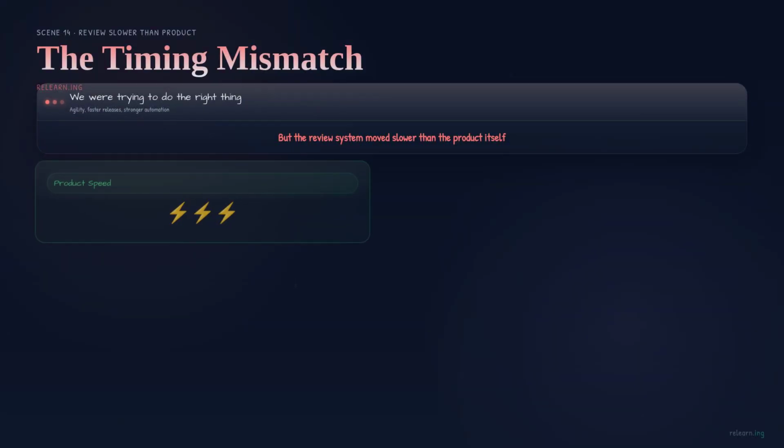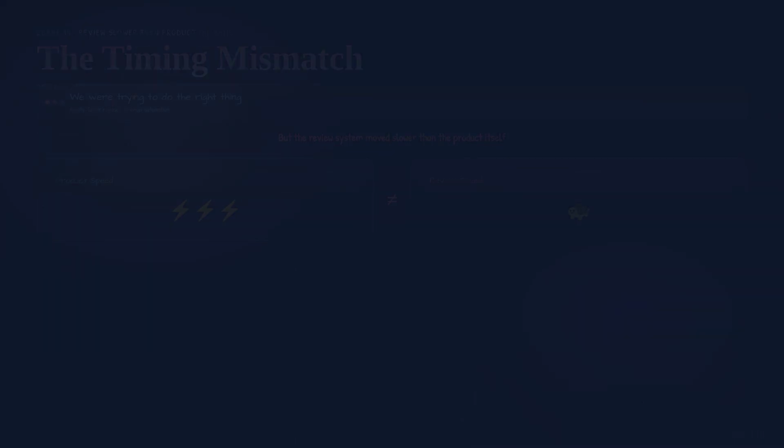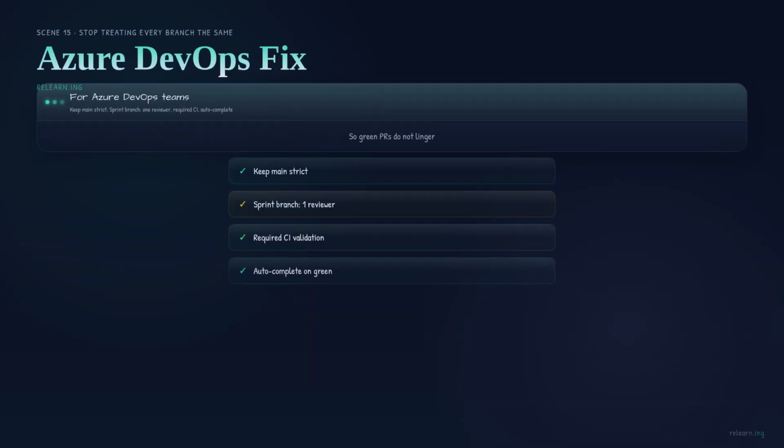The frustrating part is that we were trying to do the right thing. We wanted agility, faster releases, and stronger automation, but the review system was moving slower than the product itself. For teams using Azure DevOps, stop treating every branch the same. Keep main strict. But for the sprint integration branch, set minimum reviewers to 1. Keep build validation required. Use autocomplete so green PRs do not linger.